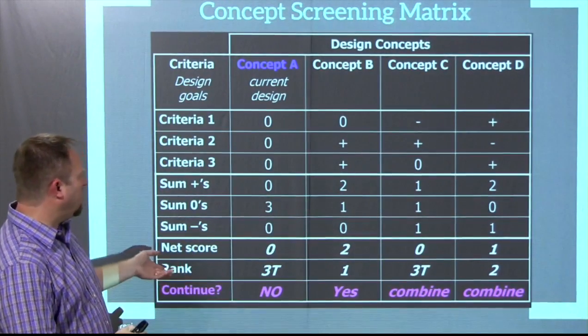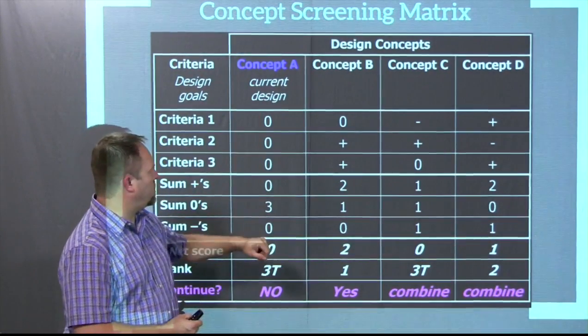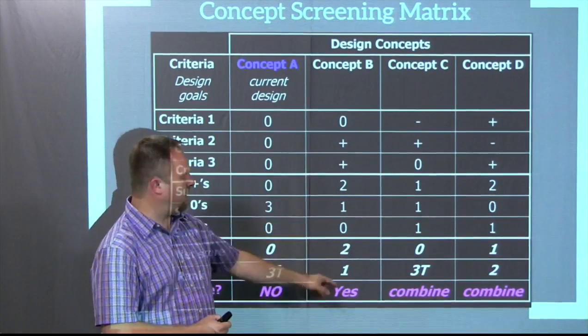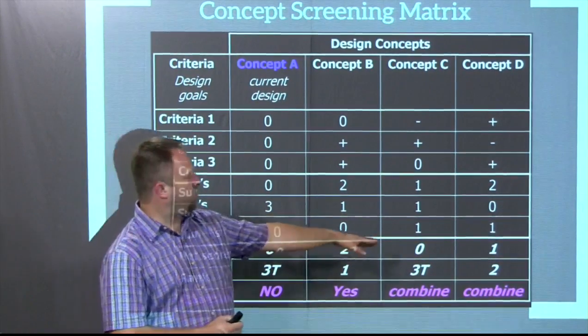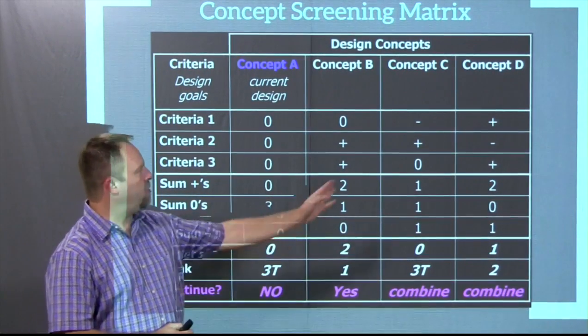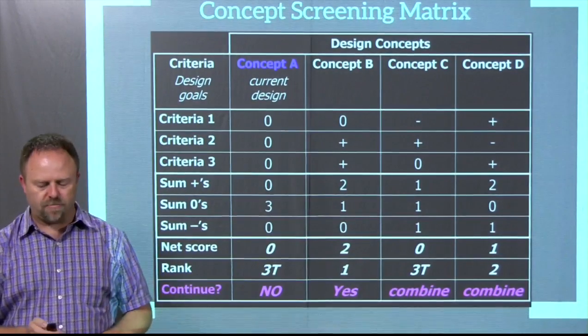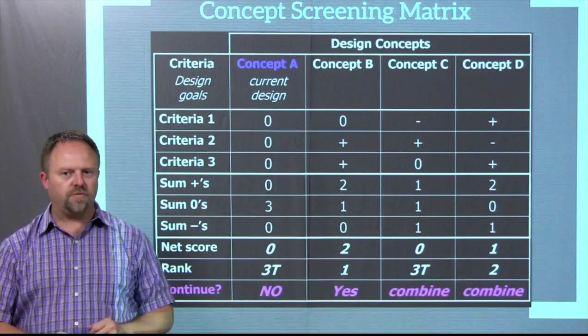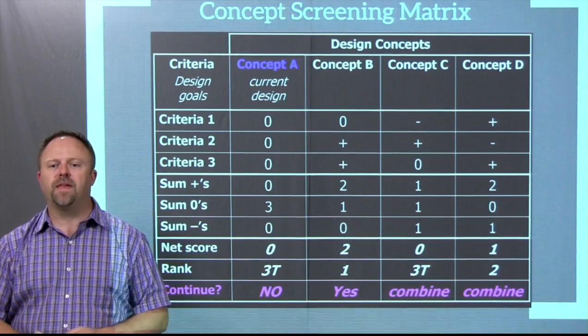So for example, we know the current design, we weren't going to really evaluate that and continue on with that, but concept B was our best design. But maybe there was something about concept C we really liked, so we wanted to keep some part of it. Maybe we can combine it with concept D and come up with a combined overall concept for those two together that has the good parts of C in it.